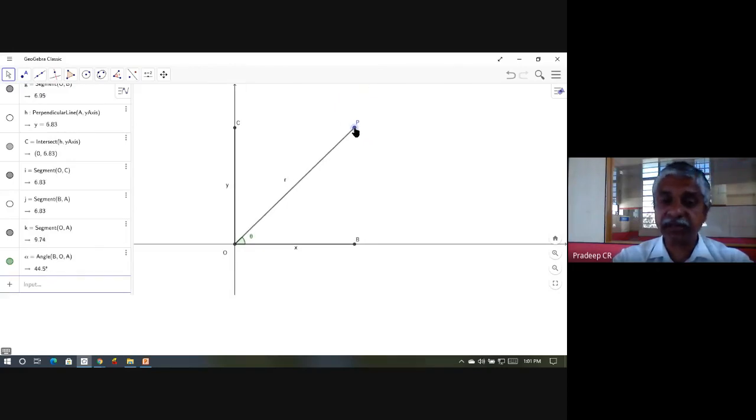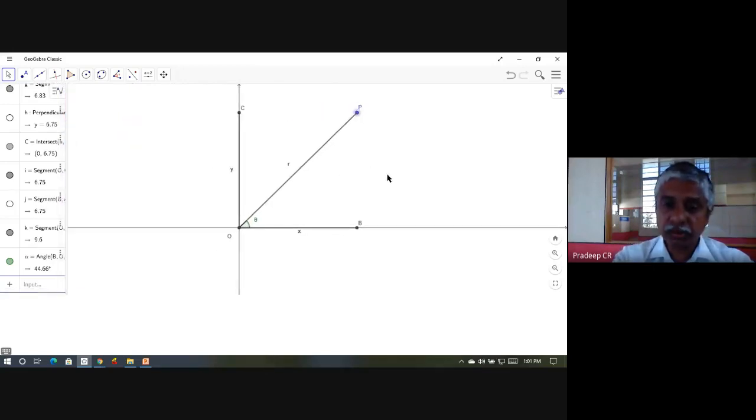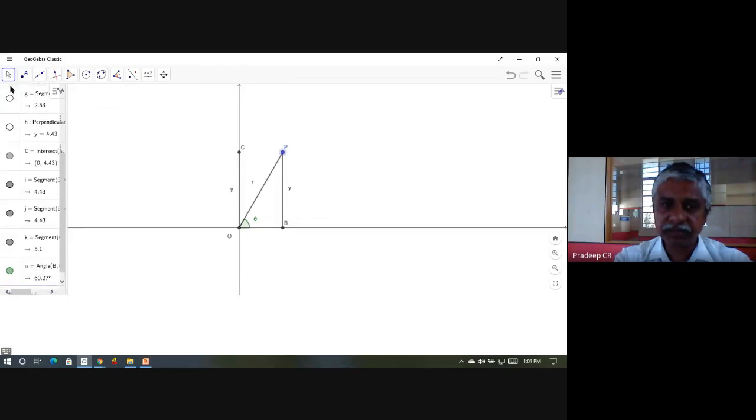So what I'm trying to explain is, don't look at the algebra too much, look at the geometry part. To define this point P, I have two options. One is I can tell you X, the other is I can tell you Y. Not necessarily is OC the same as PB, but OC is the same as BP. That's what I want to bring to your attention. So to mention the coordinates of P, I can tell X and Y, or I can tell R and theta. If I use any one of the systems, I have defined P.